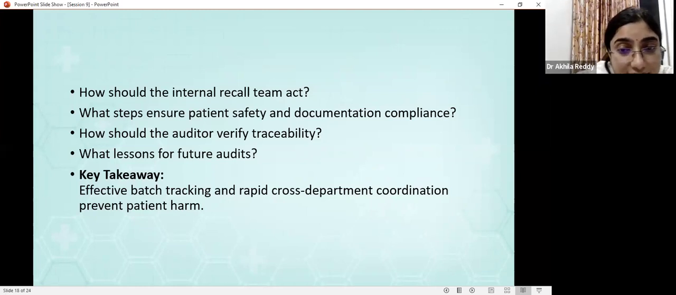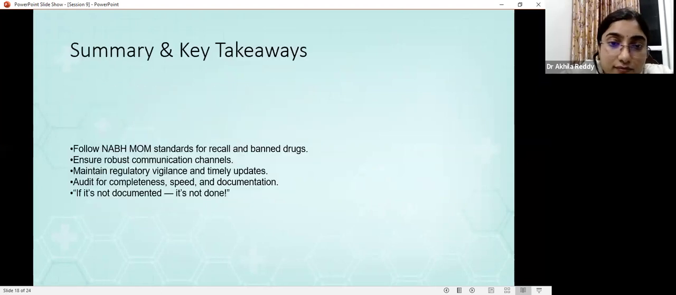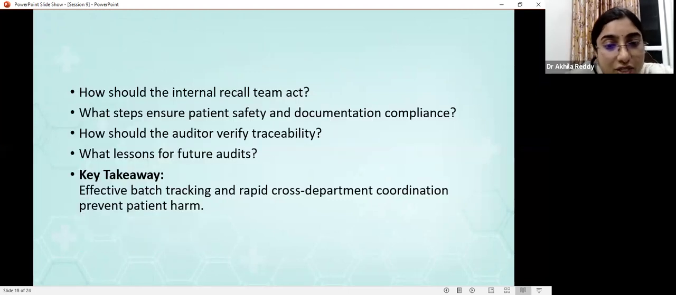What steps ensure patient safety and documentation compliance? Will you agree if I say communication? See, communication from the procurement department itself is a big lacking.